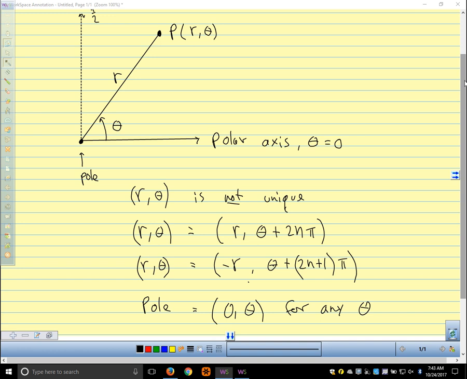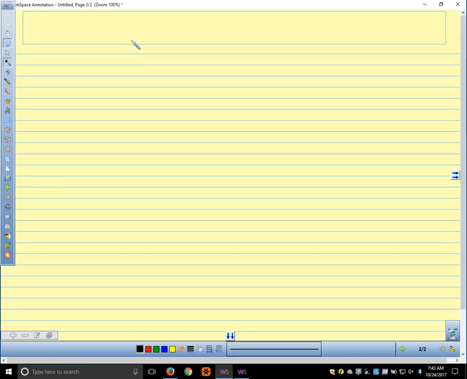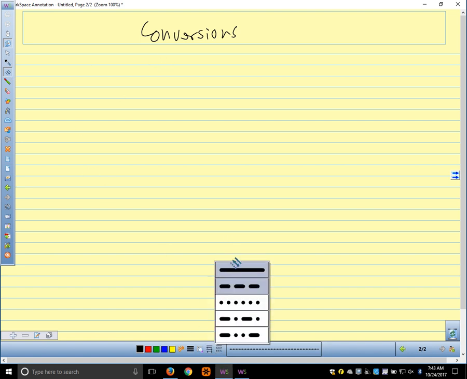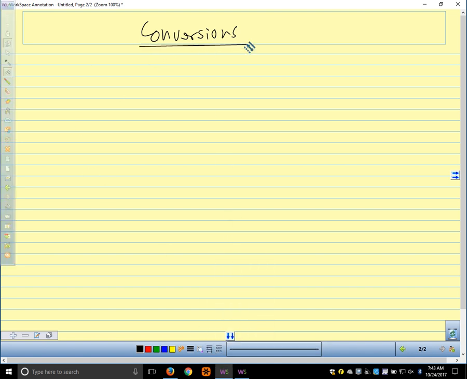What we're going to be interested in this section is 2 things. We're going to convert coordinates, and we're going to convert equations. But as we move forward, the more that you can think in polar coordinates instead of having to transfer back and forth, the easier they're going to be to work with.